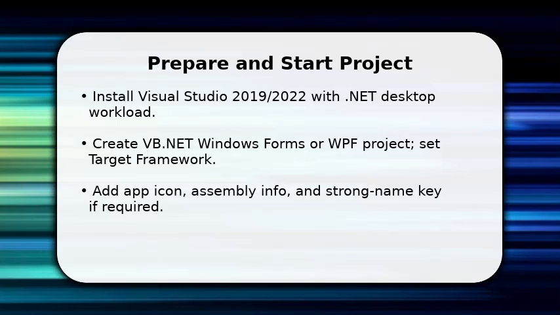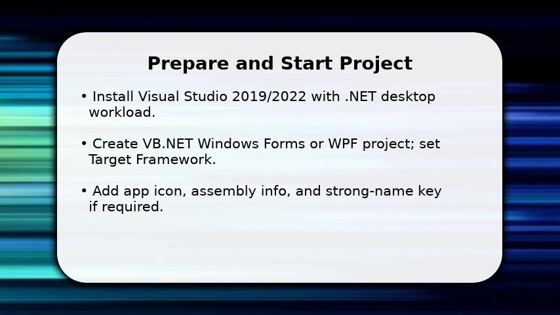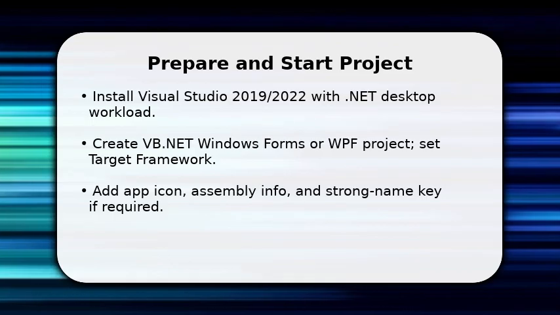Enjoy the video. You begin by preparing your environment and taking the first actionable steps. Open Visual Studio and create a new VB.NET project. Choose Windows Forms or WPF depending on UI needs. Once done, set the target framework and configure assembly information and an application icon so installers show professional metadata.